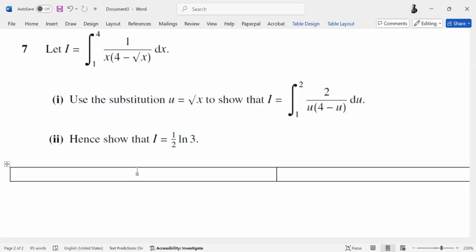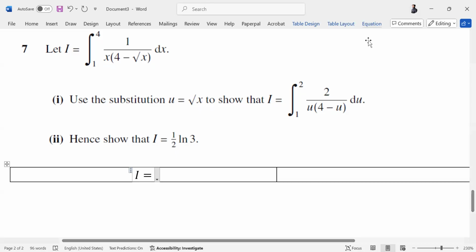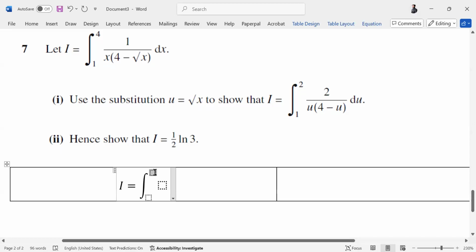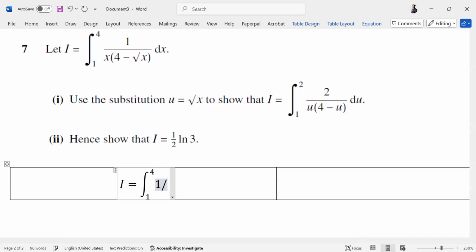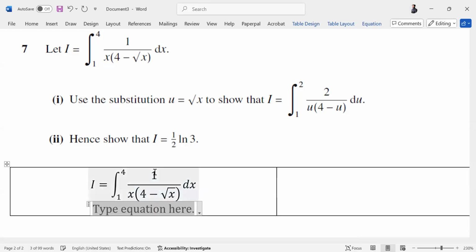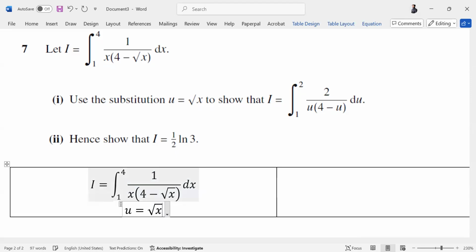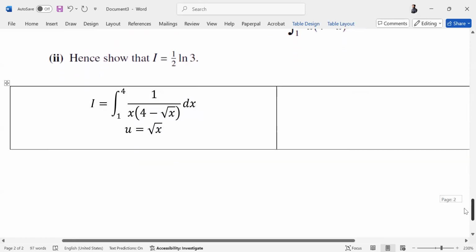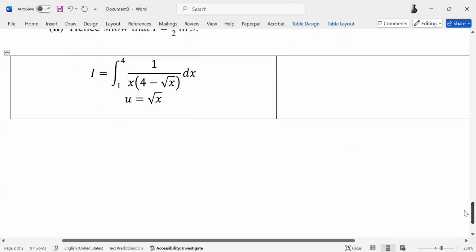There are two ways of approaching this question. सबसे पहले तो I started with this integral and the limits were 4, 1, 1 over x 4 minus square root of x dx. Is that right? And u was taken as square root of x. यहाँ तक सबको clear है? And we have to substitute and make it पूरा u में लेकर जाना है everything. सही है?